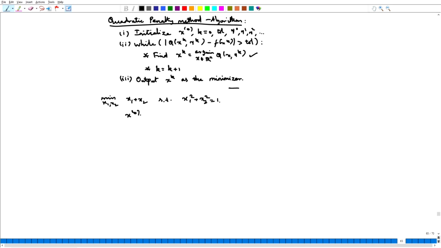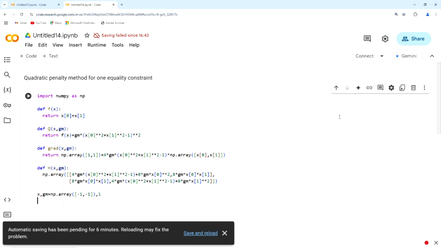So, let us start with -1. Of course, k is equal to 0, we will put tolerance equal to 1 e minus 6, and so gamma 0 is 1, gamma 1 is 2, gamma 2 is 4, and gamma k is 2 gamma k minus 1. Okay. So, this is obviously an increasing sequence and it goes to infinity, right. So, let us do this. Okay. So, of course, I have started with gamma equal to 1.